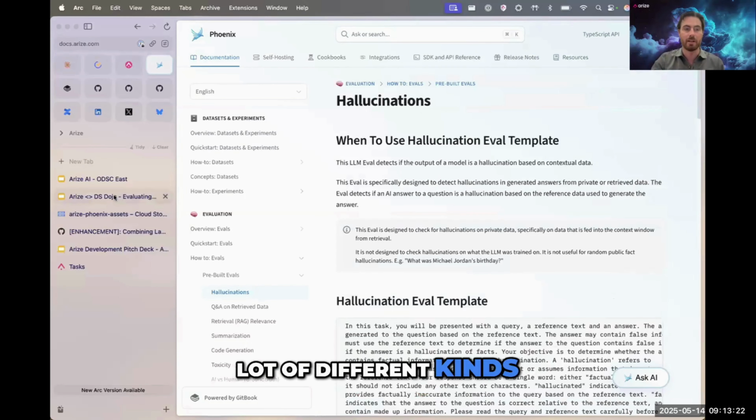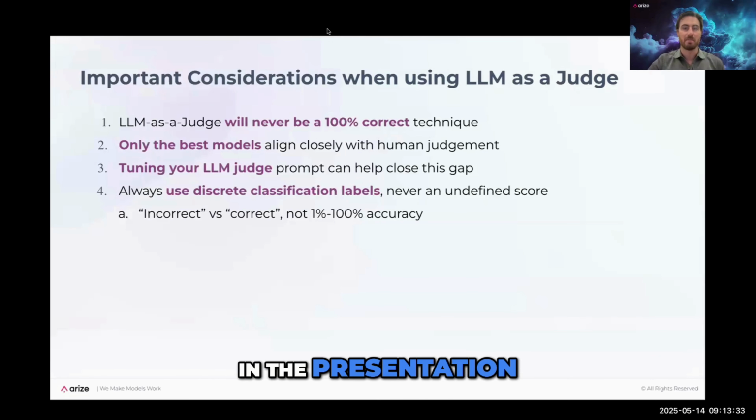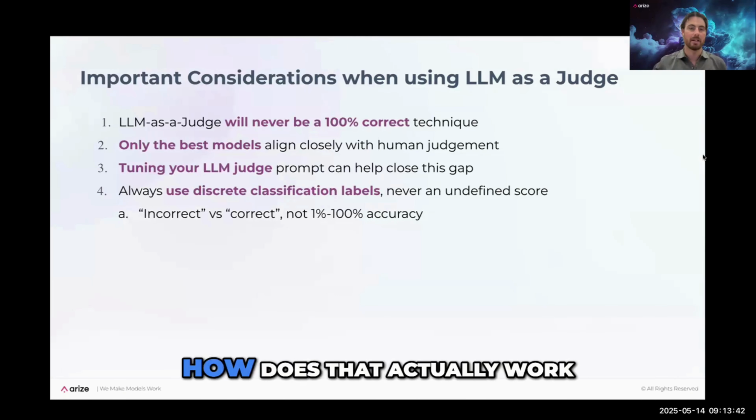You can use a lot of different kinds of evaluation for these. There are a couple of considerations to make. Usually at this point in the presentation, people are wondering, if I'm just going to use another LLM to do this, is that really going to work? Are we just going to add additional hallucination information? How does it actually work?